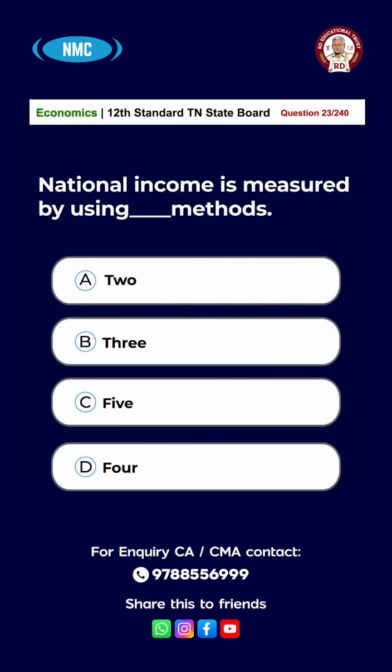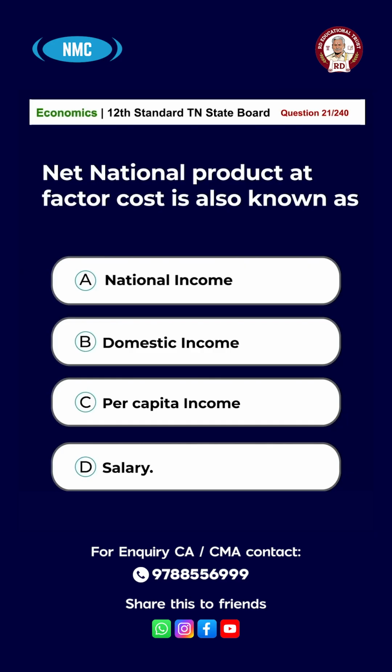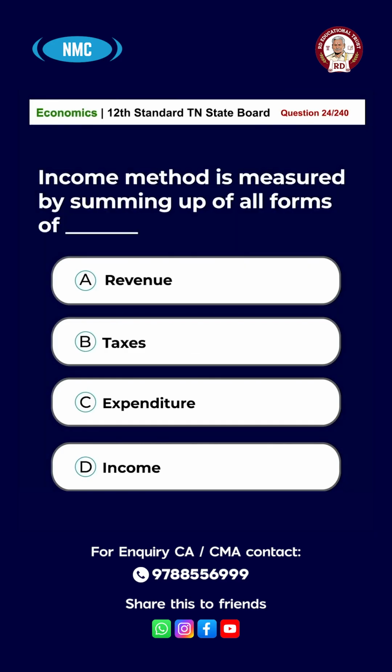Question number 23. National income is measured by using dash methods. A. 2, B. 3, C. 5, D. 4. The answer is option B, 3.